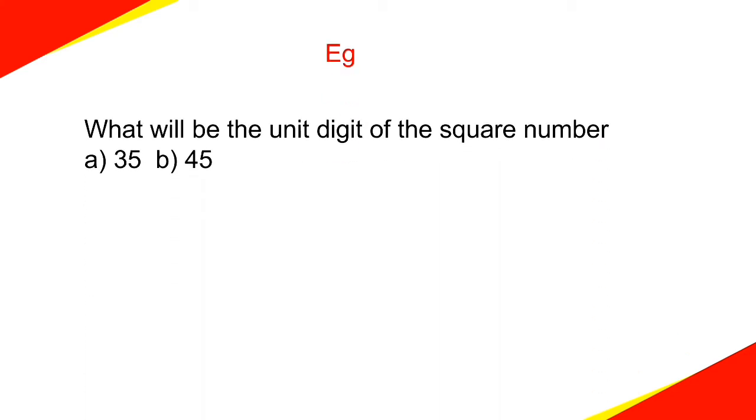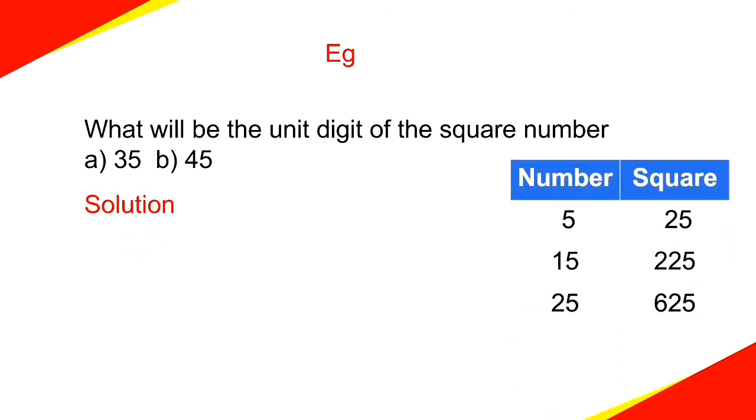Example: what will be the unit digit of the square number? Option A 35, option B 45. Now we are going to solve this. Once look towards this table: 5 squared is 25, 15 squared is 225, 25 squared is 625. Now look at the first option, option A, 35. 35 squared is equal to 35 into 35. What can we get? 1225. Good.